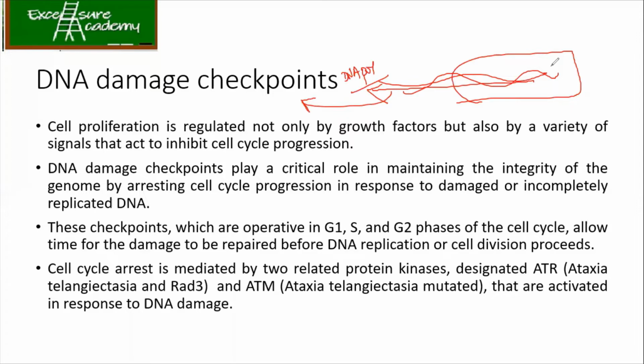So for that, at the S phase checkpoint, okay, before it enters the G2 phase, it ensures that the proteins scan the entire DNA and ensure that the DNA is not damaged. Okay, so these checkpoints, which are operative in G1, S and G2 phases of the cell cycle, allow the time for the damage to be repaired before DNA replication or cell division proceeds. Now, this cell cycle arrest is mediated by two protein kinases, ATR and ATM. ATR is ataxia telangiectasia and RAD3-related, and this is ataxia telangiectasia mutated. So, when they are activated in response to the DNA damage.